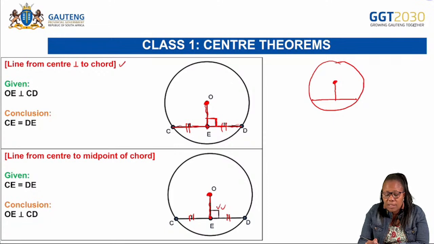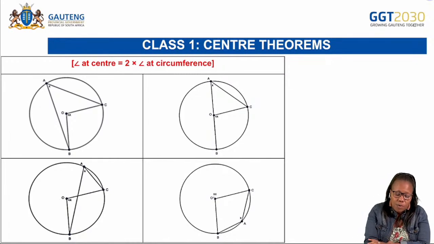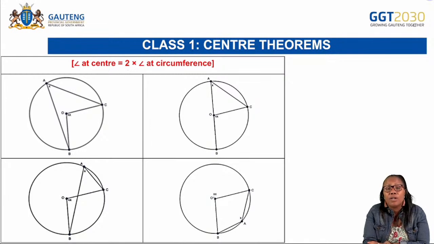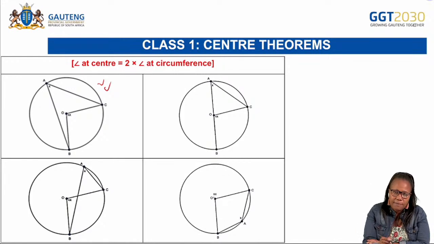And then let's look at the second center theorem. The second center theorem is: the angle at the center is twice the angle at the circumference. And then, grade 12, what are the misconceptions here? Most learners only look for angle center, twice angle circumference when they have this first particular diagram. Be careful, grade 12, we have four diagrams that we can identify under this particular theorem, angle center twice angle circumference. All right.